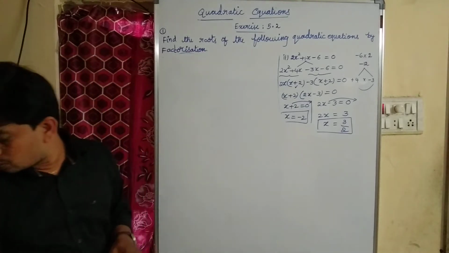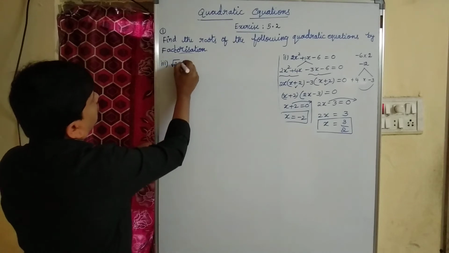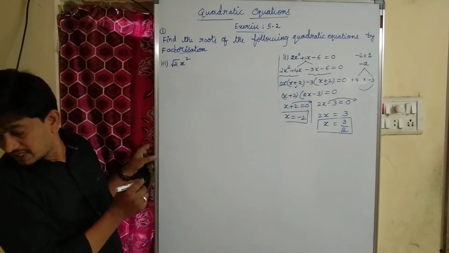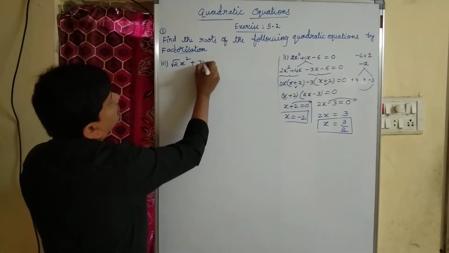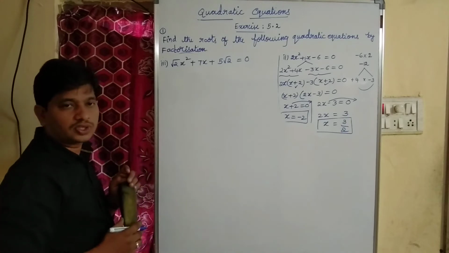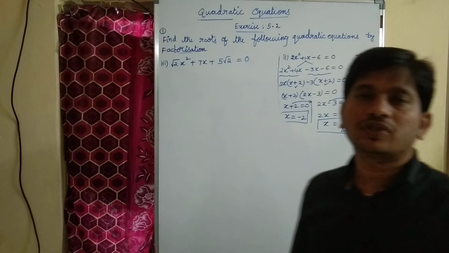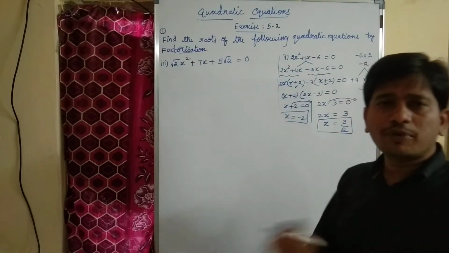What is the third question? Root 2 x² + 7x + 5 root 2 = 0 children. Okay, so don't confuse children. Here roots are there, don't think like that. The procedure is the same.